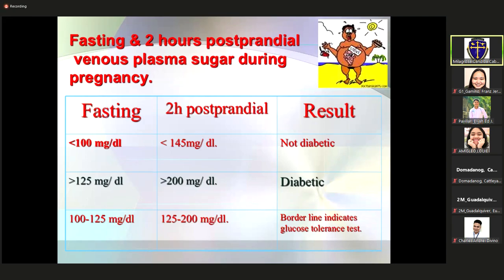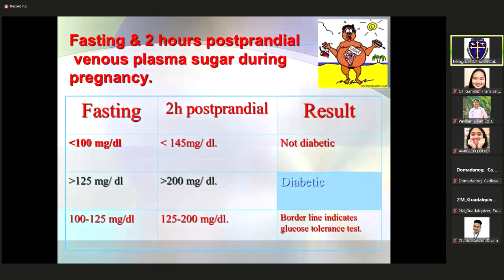Alright. Pag ang fasting mo, more than 125 milligrams per deciliter, and of course, ang 2 hours postprandial mo is more than 200 milligrams per deciliter, the doctor would really diagnose you as being diabetic. So, kung 100 to 125 milligrams per deciliter pag fasting, then ang result naman ng 2 hours is 125 to 200 milligrams, borderline po tayo niyan. So, the doctor might order for a glucose tolerance test. Alright? Pag ganito yung result mo ng fasting and 2 hours postprandial.